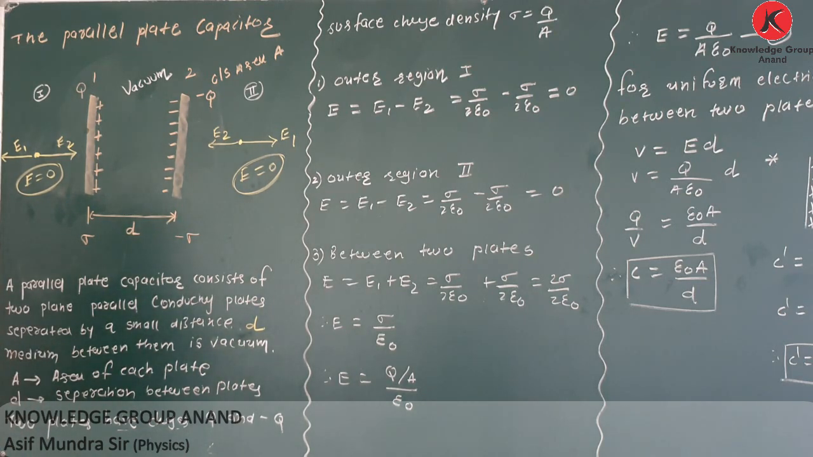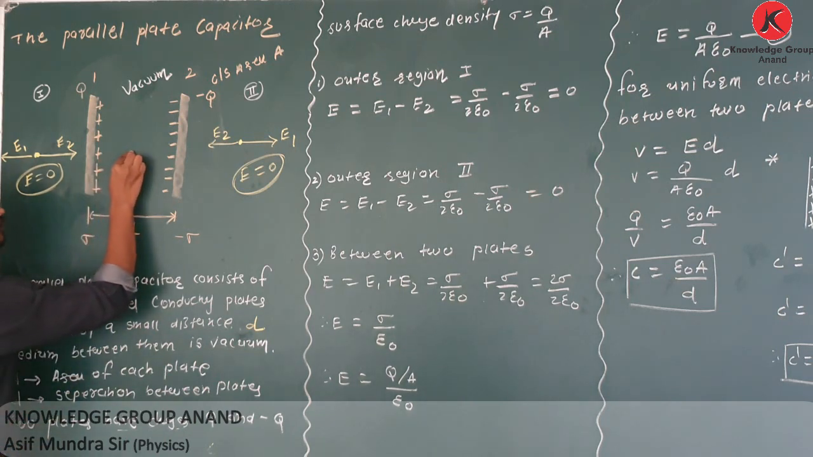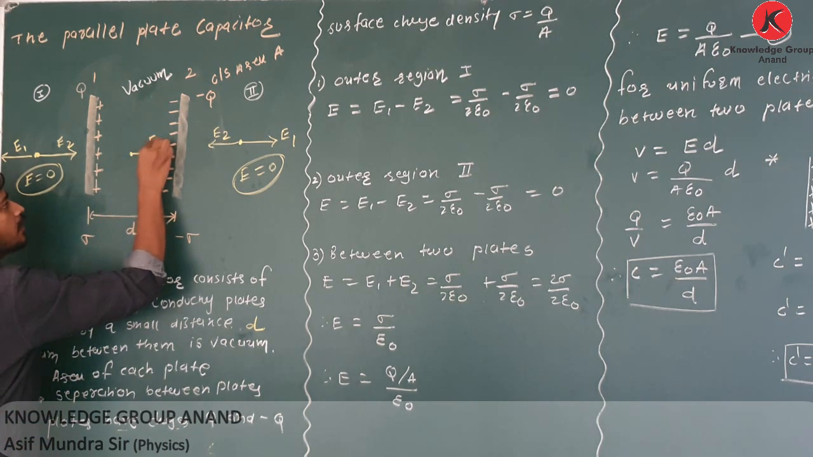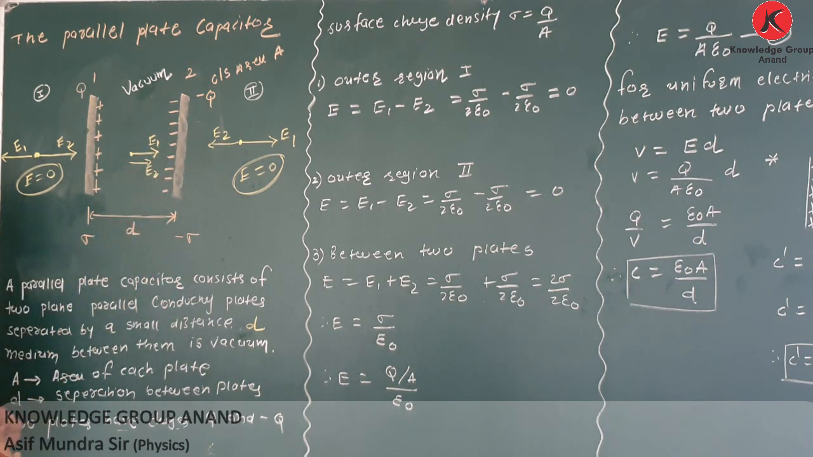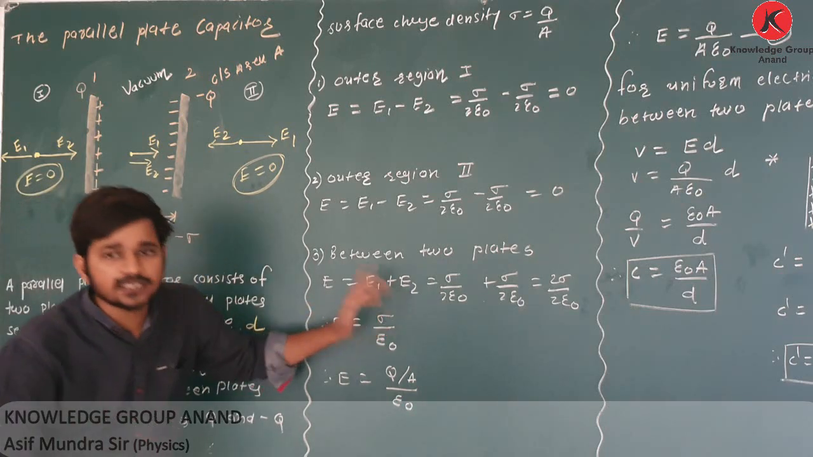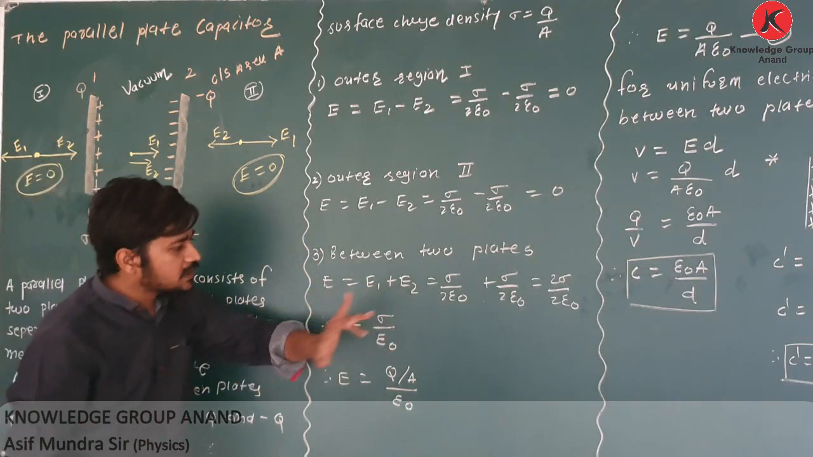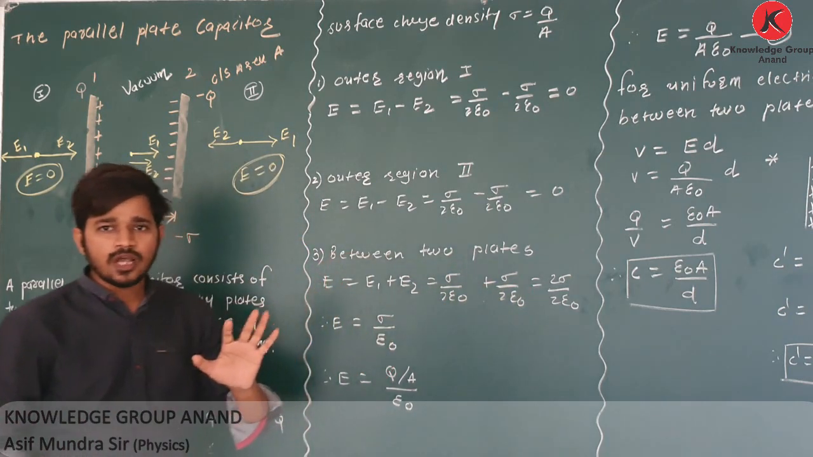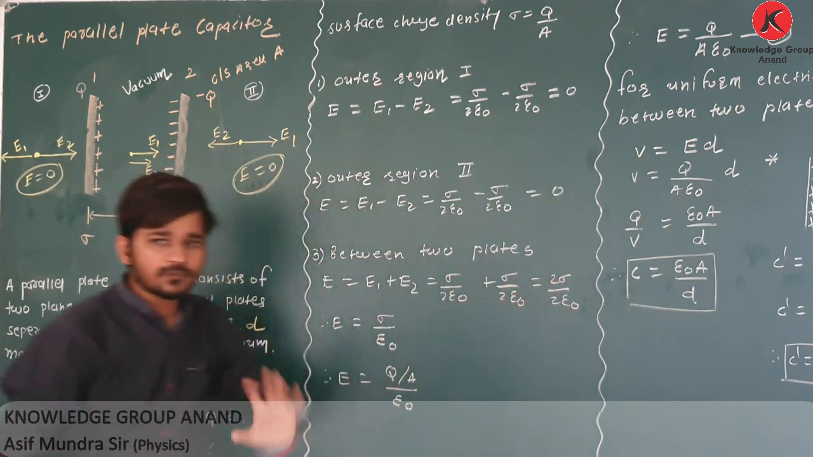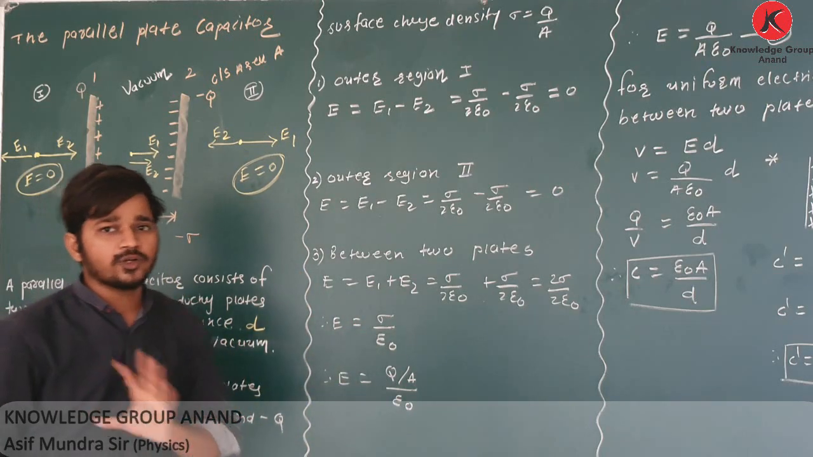Okay. Now between two plates, means in this region, what about the electric field? Yes, if you take a point between two plates, then due to the positive plate it is away, and due to the negative plate it is towards. They both are in the same direction, so you have to write plus. So E is equal to E1 plus E2, sigma upon 2 epsilon 0 plus sigma upon 2 epsilon 0, which is 2 sigma upon 2 epsilon 0, means sigma upon epsilon 0.